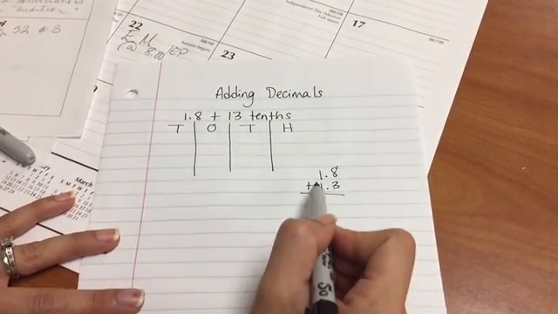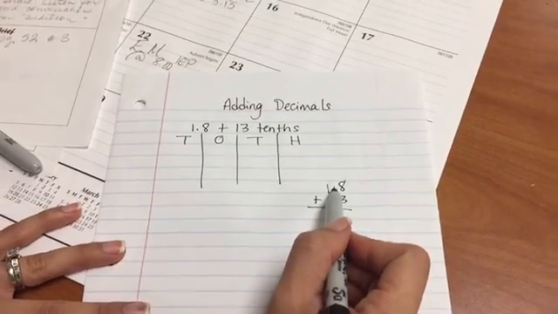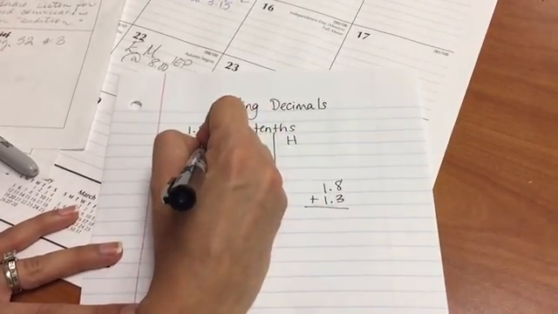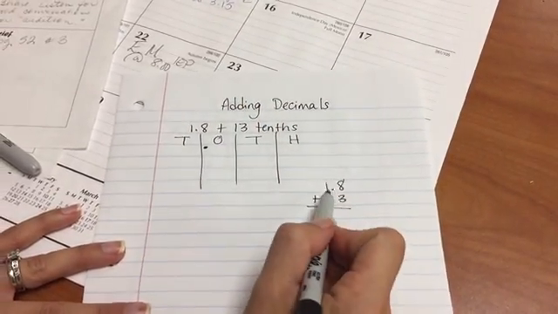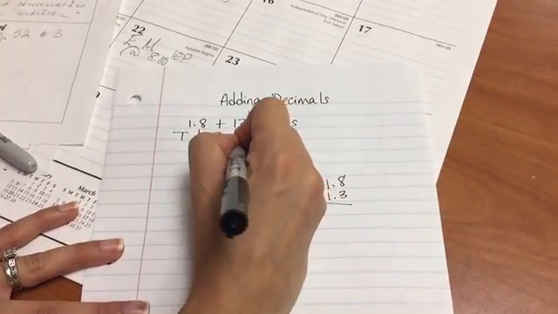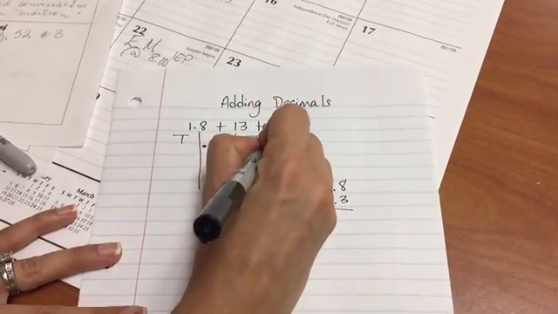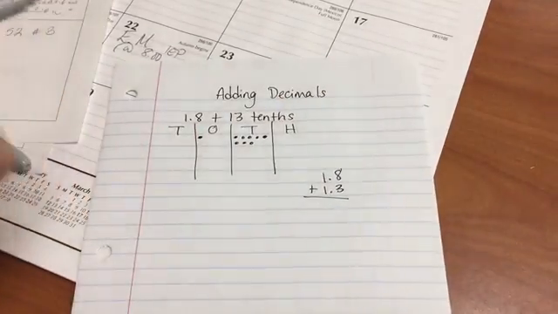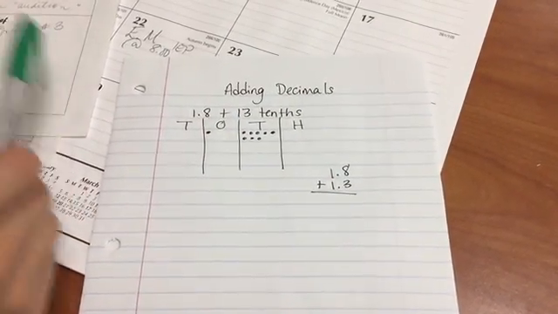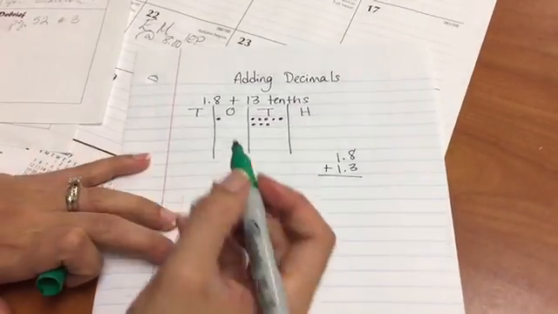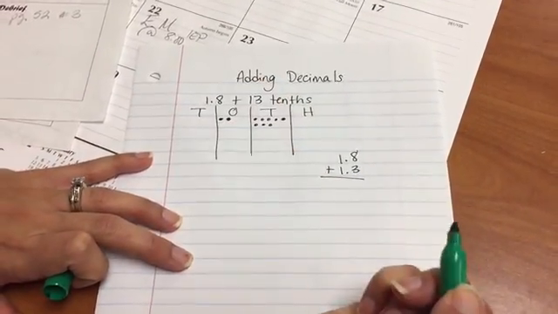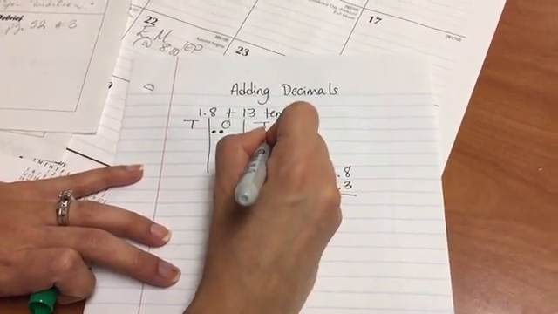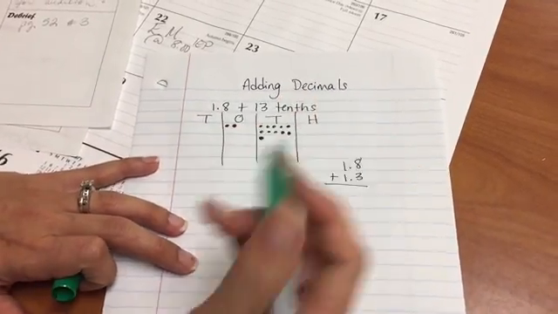They're going to go ahead and start drawing discs to represent their numbers. So 1 and 8/10, there's 1 in the ones place and there is 8 in the tenths place. And then for 1 and 3/10, there is 1 in the ones place and 3 in the tenths place. 1, 2, 3.